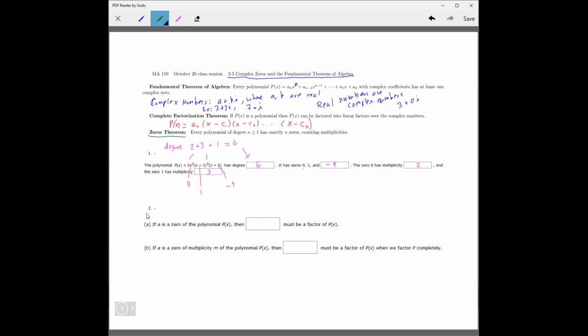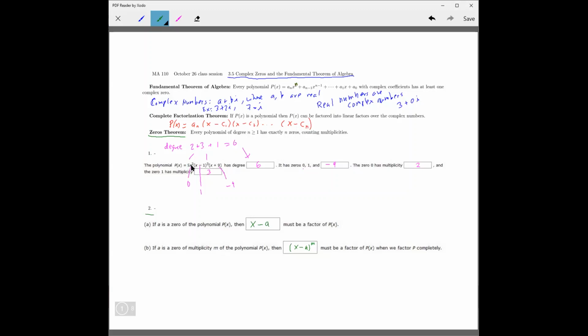Okay, number 2. If a is a zero of the polynomial p, then x minus a must be a factor of p of x. Okay, so for example, here 1 is a zero, so x minus 1 is a factor. And if it's a zero of multiplicity m, then x minus a to the m must be a factor. So for example, 1 is a zero of multiplicity 3, so x minus 1 to the third power is a factor of p of x when you factor it like this.